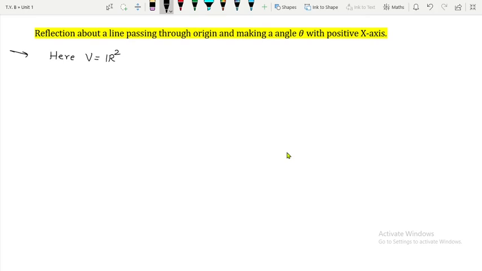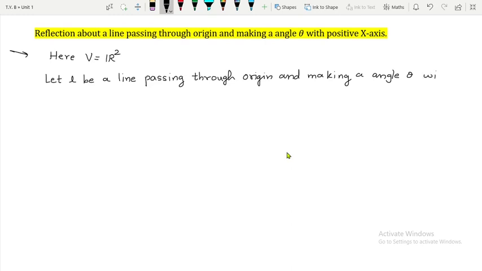Now let L be a line passing through origin and making an angle theta with positive x-axis. As we have to find the reflection map, you already know we need one unit vector also. So let u be a unit vector orthogonal to L.